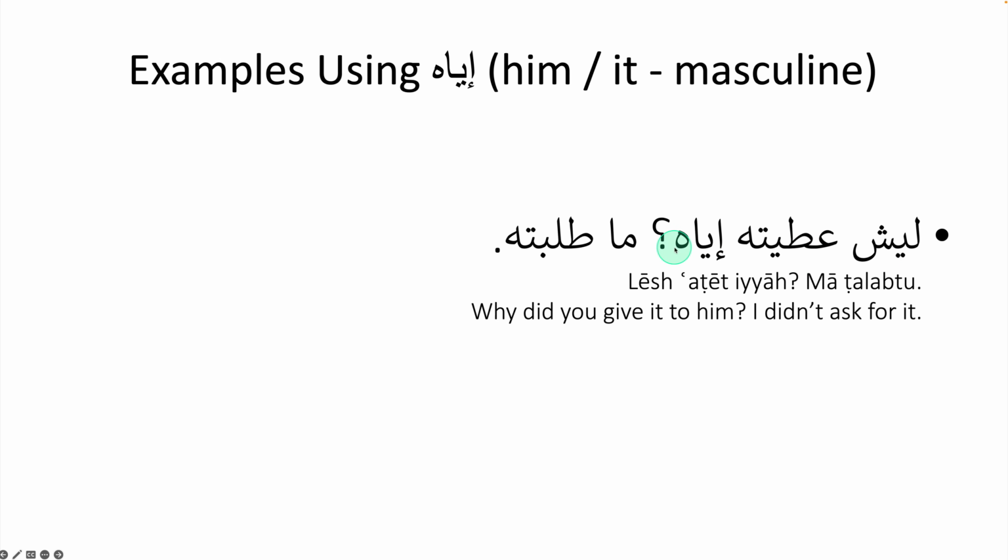You're putting more emphasis on the object. Let's say, for example, the waiter has given them something extra. So why did you give that to him? We didn't order it, for example. So there we use it to be clearer in our sentence, in the meaning, and to put more emphasis on the subject. ليش عطيته إياه؟ ما طلبته. I didn't order it, didn't ask for it.